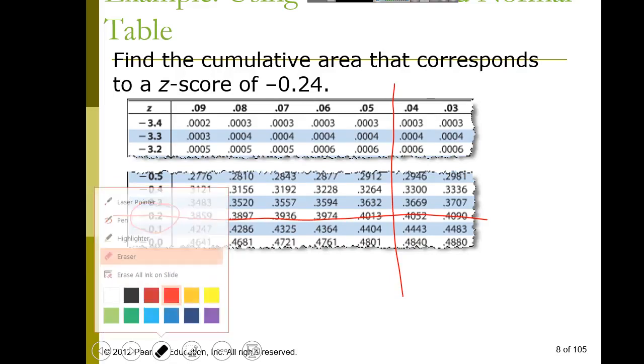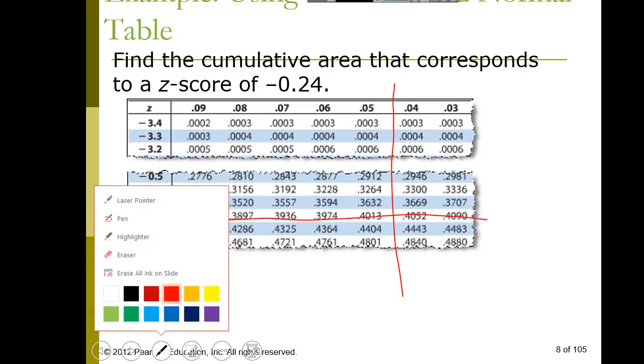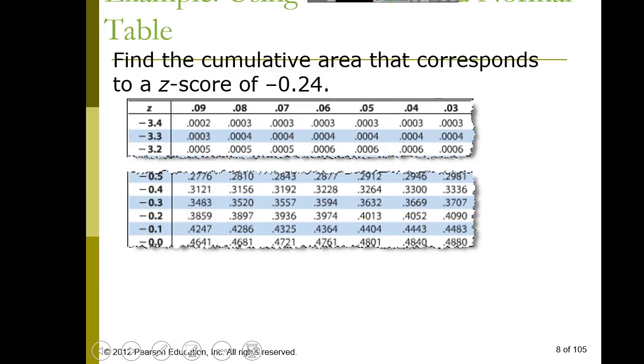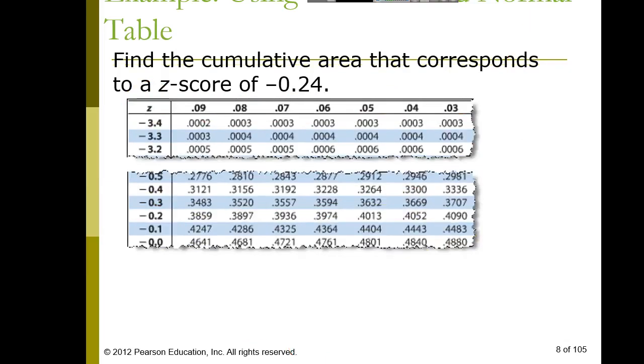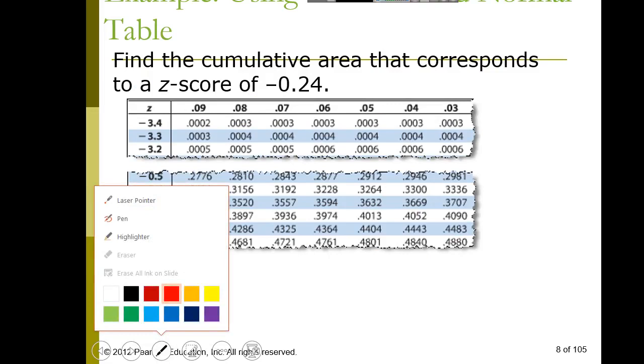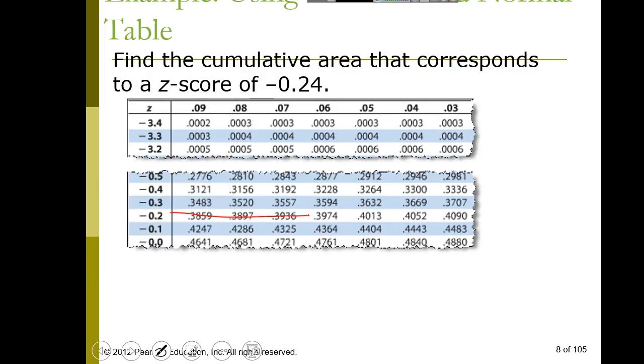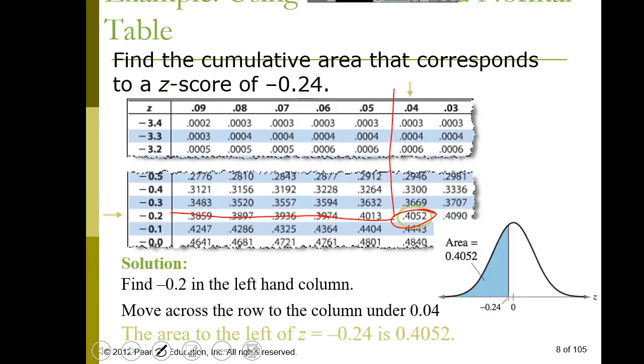Okay, let me erase all. For 0.24, we start here at 0.2, then 0.4, it's here and here, so we intersect at this point. So 0.4052 is the value of probability. Okay, so that is showing me the probability value.